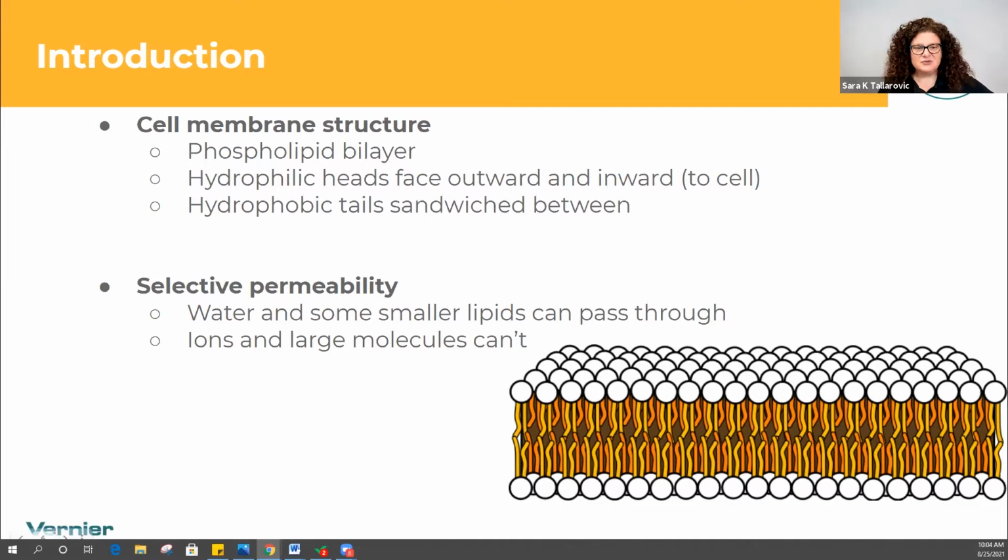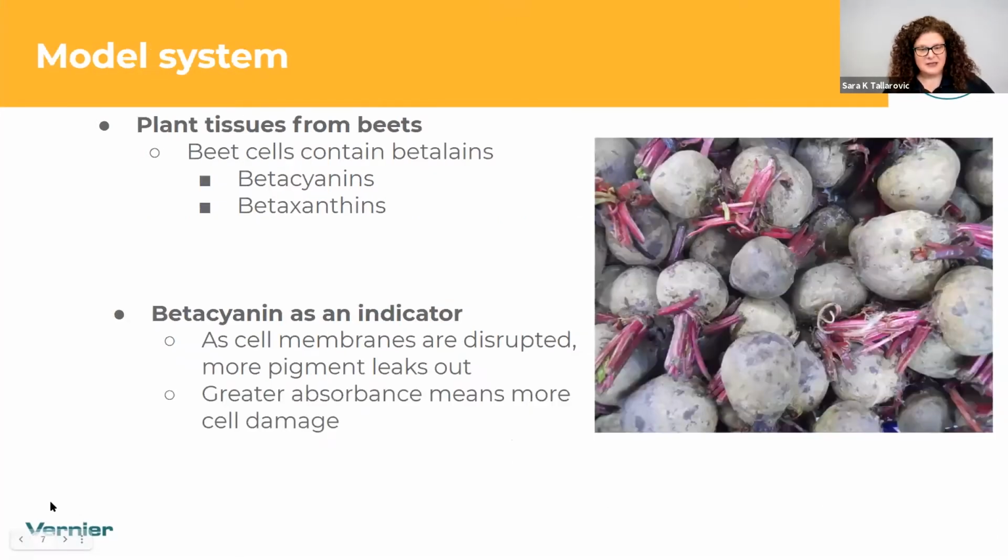So just to introduce the idea of cell membranes, just to remind everybody, they are composed of a phospholipid bilayer, and they have hydrophilic heads that face outward and inward into the cell. And then they have hydrophobic tails that are sandwiched in between. And that makes them semi-permeable. So only certain things can actually move through the membrane. So water and some smaller lipids can pass through pretty easily, but things like ions and larger molecules can't get through easily.